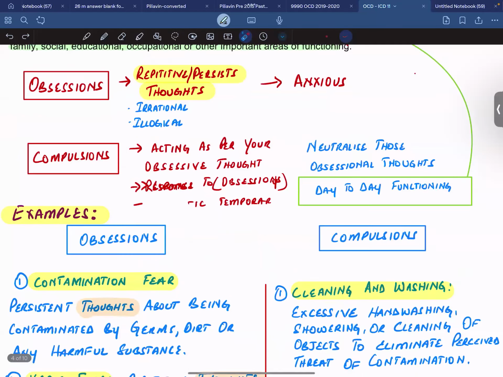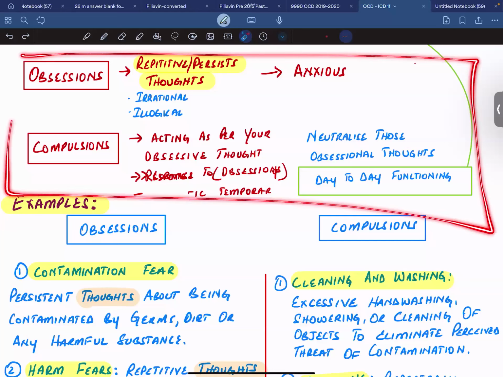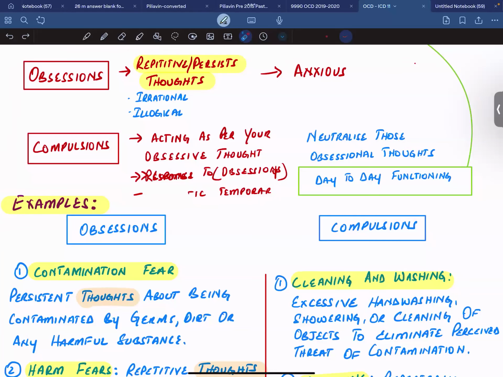Now, what I was trying to explain over the last, I believe, 10-15 minutes is written here. When we speak about these obsessions and compulsions, how are they different? Your obsessions are your repetitive, persistent thoughts, which might be irrational, which might be illogical. And your compulsions are when you are acting according to those obsessive thoughts.